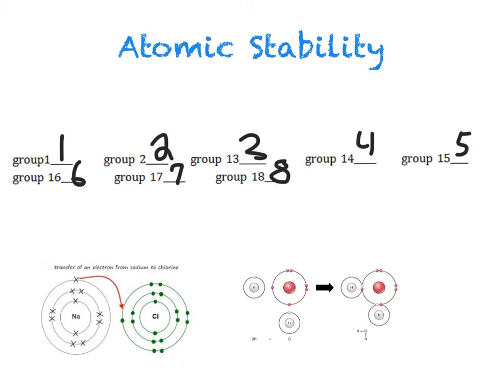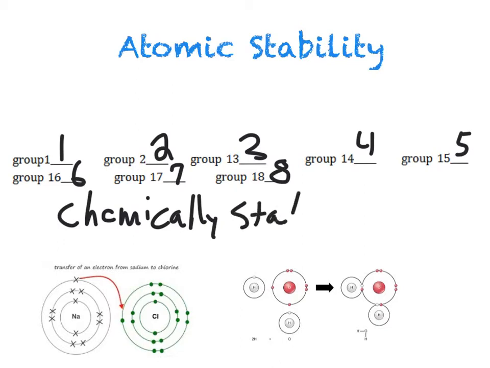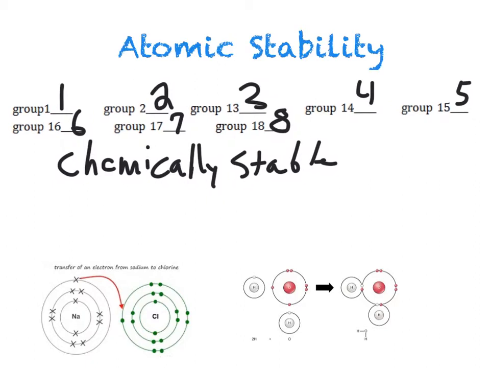So, elements are chemically stable when they have full outer energy levels. Noble gases already have complete energy levels. That's group 18. All other groups fall short of full outer levels.